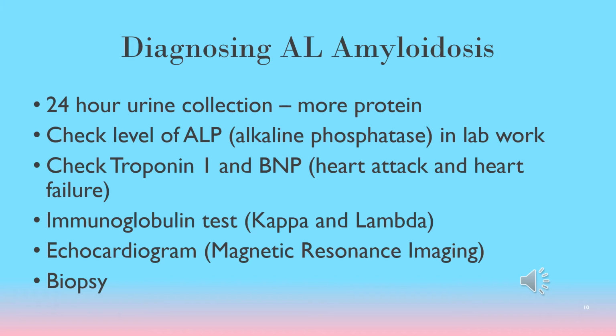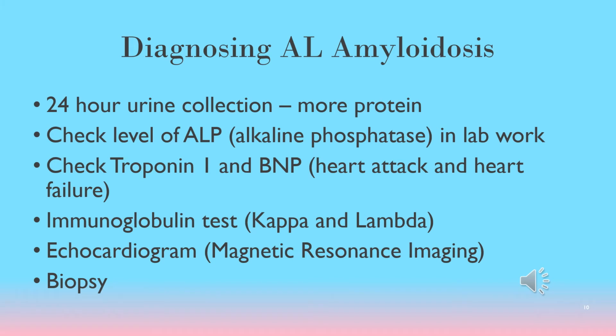They also want to check a blood lab called alkaline phosphatase in the lab work because it can be an indicator of liver issues. They will also check a troponin level, and the troponin level is what you check to see if somebody has had a heart attack. It is the stress hormone of the heart, and you want to know if they've had a heart attack because of the stiffened heart muscle. So you want them to check a troponin.